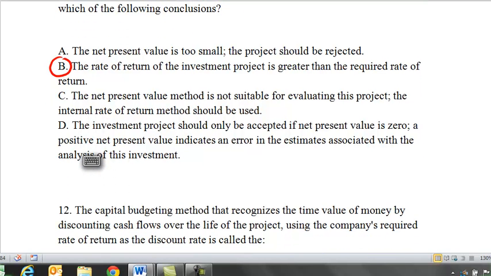C. The net present value method is not suitable for evaluating this project. The internal rate of return method should be used. There's no way to decide which method is better to use at this point, so that would not be a reason to use this or not to use it. And then D, the investment project should only be accepted if net present value is 0. A positive net present value indicates an error, and that's false. Positive tells you that you want to accept the project. So B is the best answer.